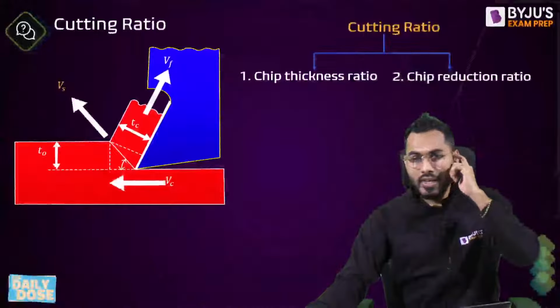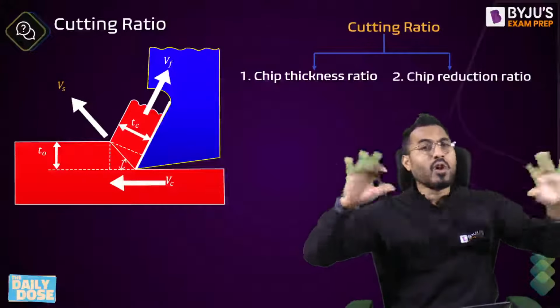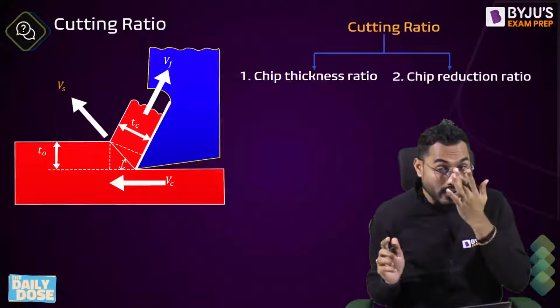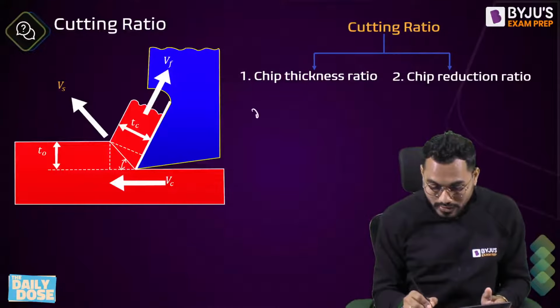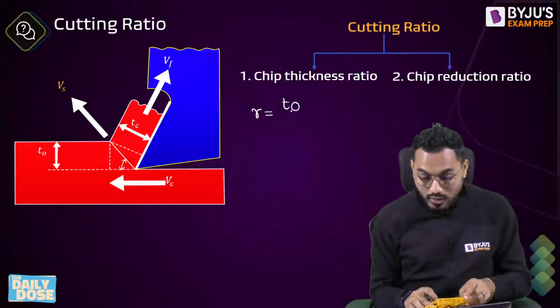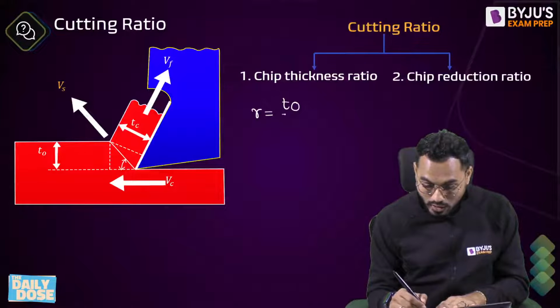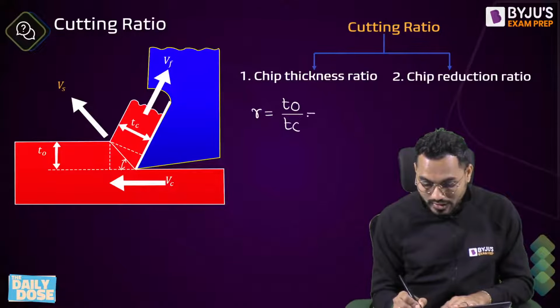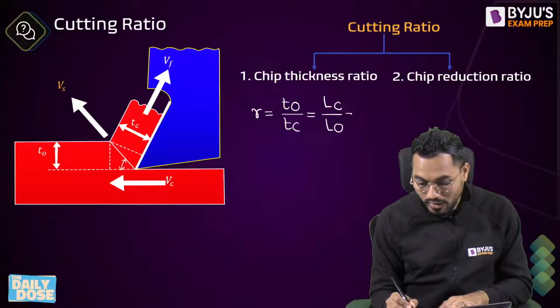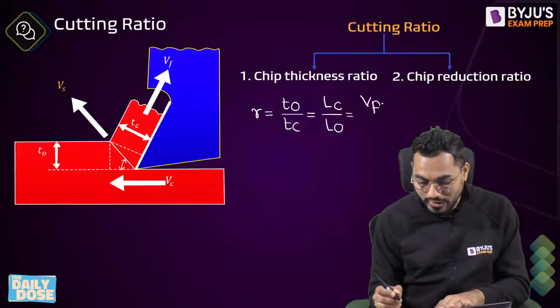Right, fine. Now, in any problem you solve in metal cutting, the chip thickness ratio is the basic thing that we have to calculate. It is also called the cutting ratio. So the chip thickness ratio is represented by R, that can be calculated by T naught divided by TC. You know that there are multiple formulas. T naught by TC is exactly equal to LC divided by L naught. LC divided by L naught is exactly equal to VF divided by VC.